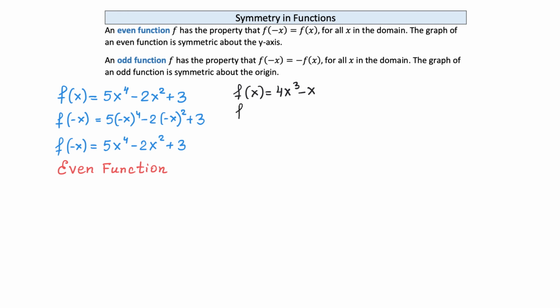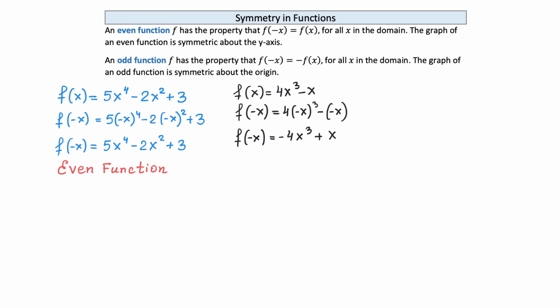For this, we will start by replacing x with negative x. That will give us 4 times negative x to the power of 3 minus negative x. Then f of negative x equals, and here we know that negative x to the power of 3 is negative x to the power of 3, times 4 will give us negative 4x to the power of 3, and then minus negative x makes plus x. And this is what we get when we replace x with negative x.